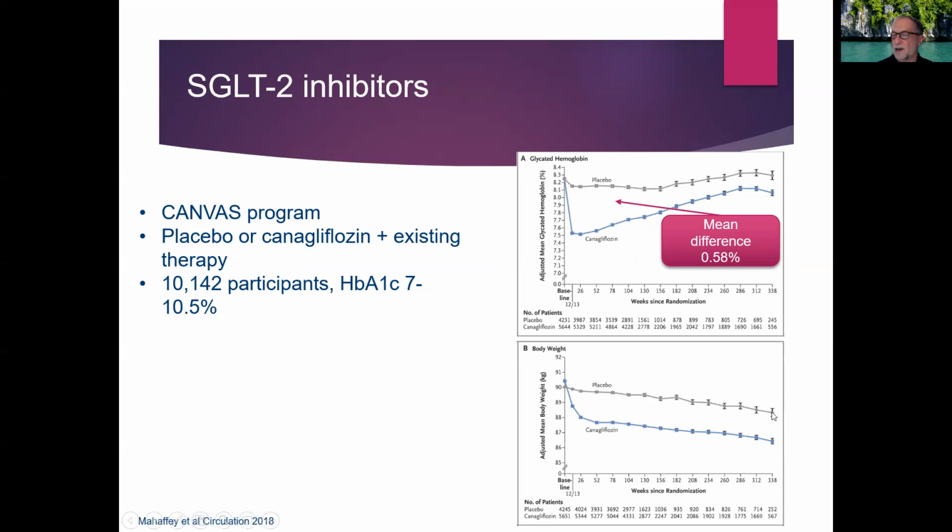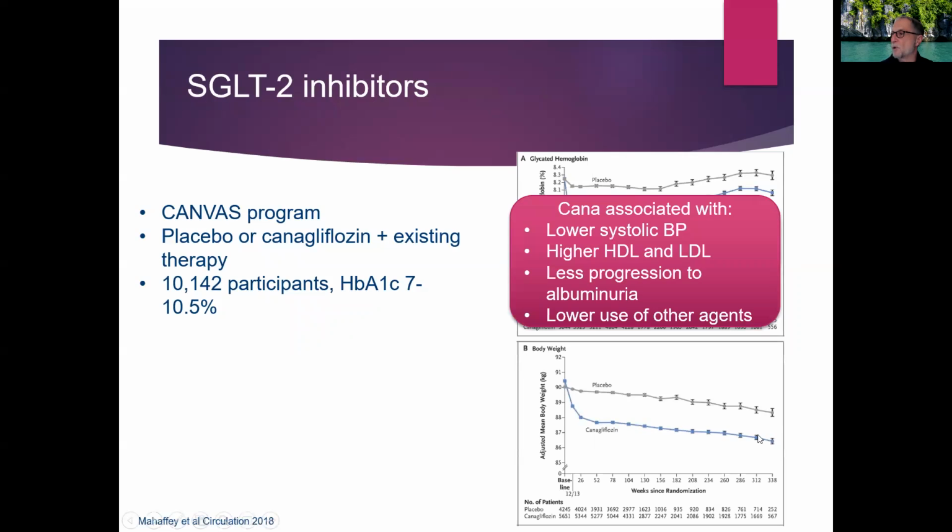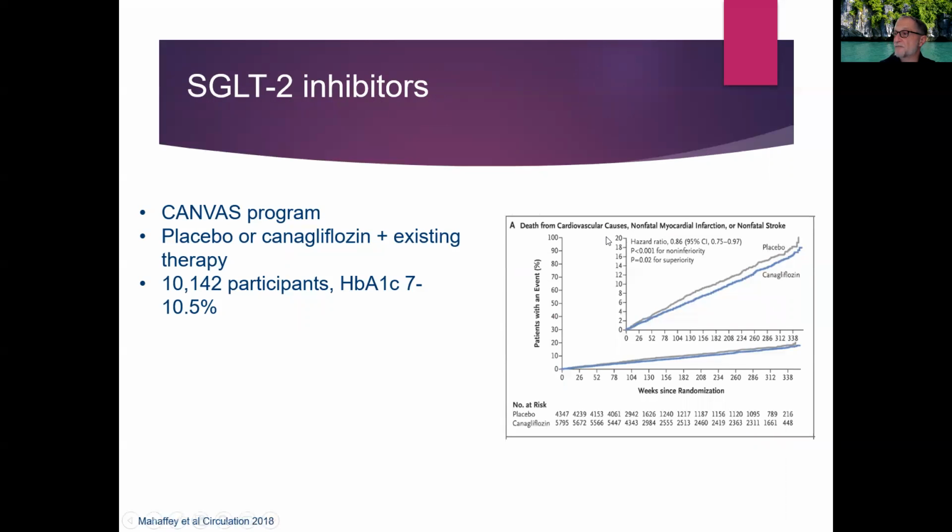Again, you see some placebo weight loss as part of being in a clinical trial, but canagliflozin has a greater degree of weight loss. But most importantly, canagliflozin lowered systolic blood pressure and decreased progression to albuminuria, although there was higher LDL. If we look at death from cardiovascular causes, as well as non-fatal MI and stroke, again, like with GLP-1 agonists, we see a decrease in cardiovascular composite outcome in patients receiving canagliflozin.